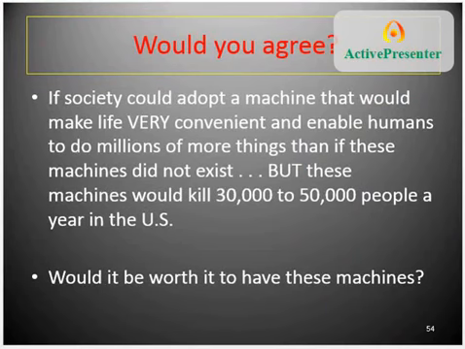All right. Virtual reality machine. I think this is out of place.